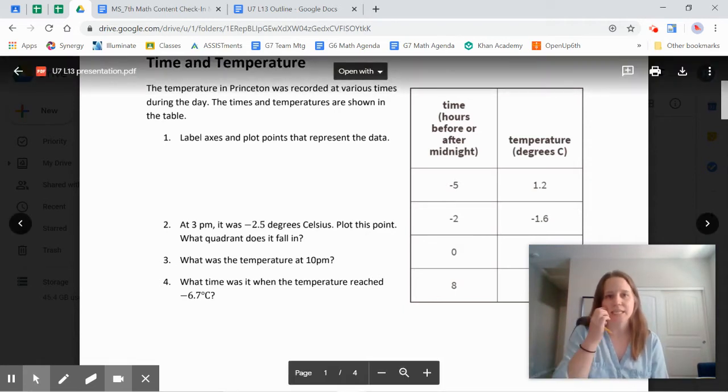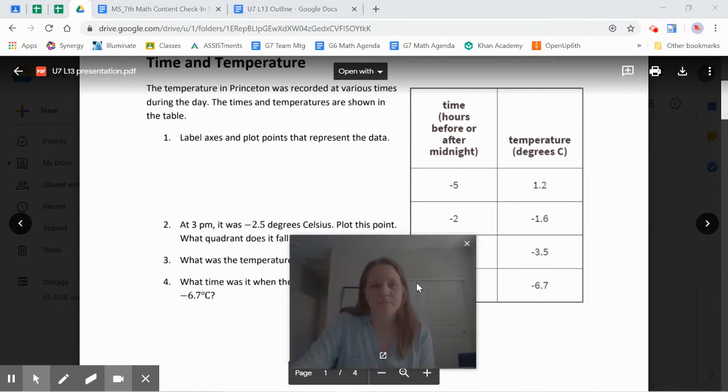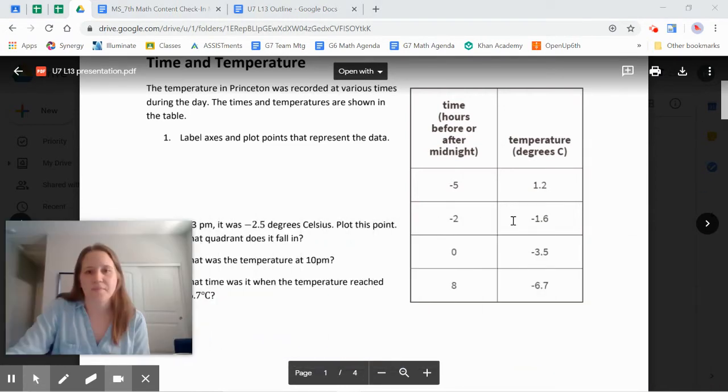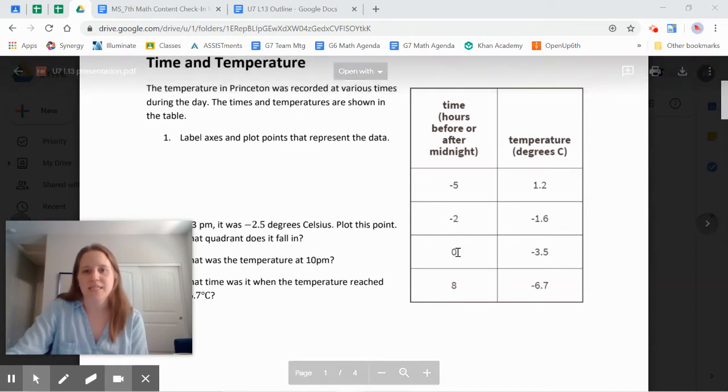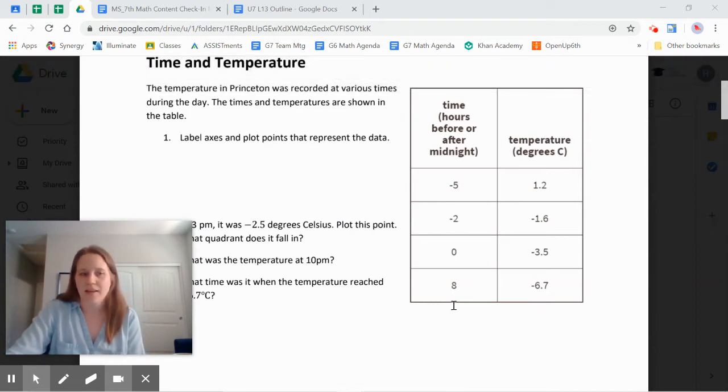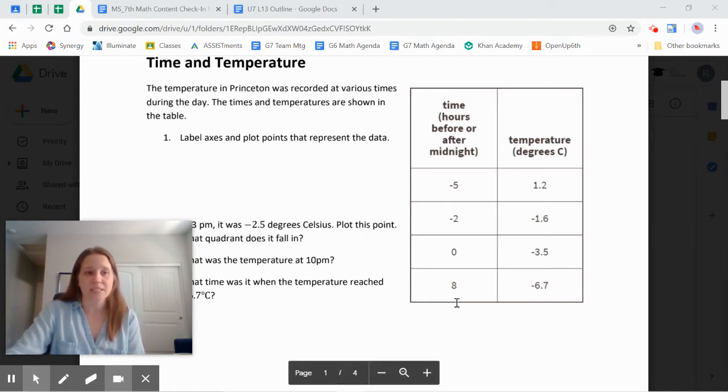The temperature in Princeton was recorded at various times during the day. The times and temperatures are shown in the table. Cool, so I see some negative times, a time of 0, and a positive time. I don't know about you, but I've never looked at a clock and seen times like this. We're gonna have to talk about that. I also see temperatures in degrees Celsius, okay?